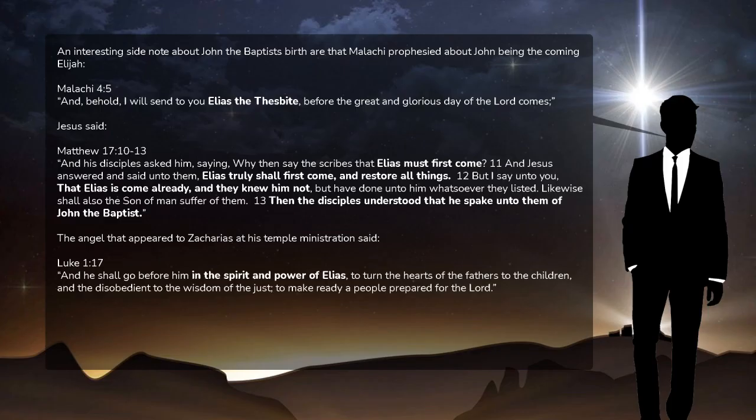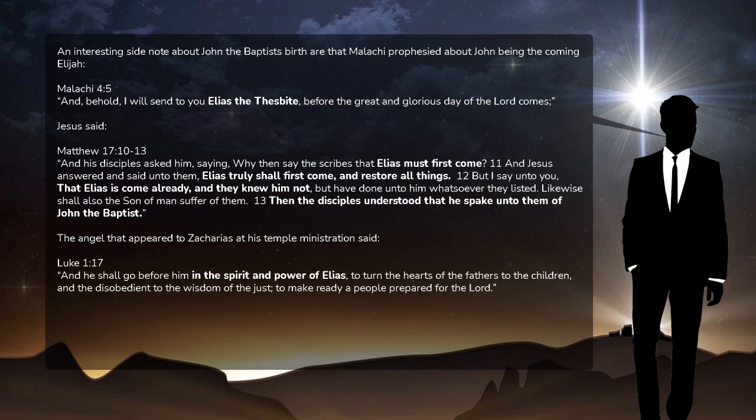An interesting side note about John the Baptist's birth is that Malachi prophesied about John being the coming Elijah. Malachi chapter 4 verse 5. And, behold, I will send to you Elias the Tishbite, before the great and glorious day of the Lord comes.